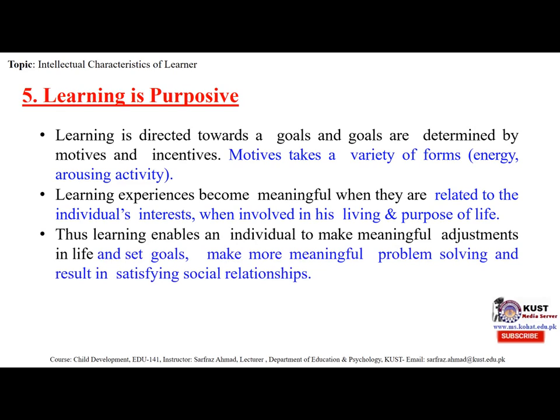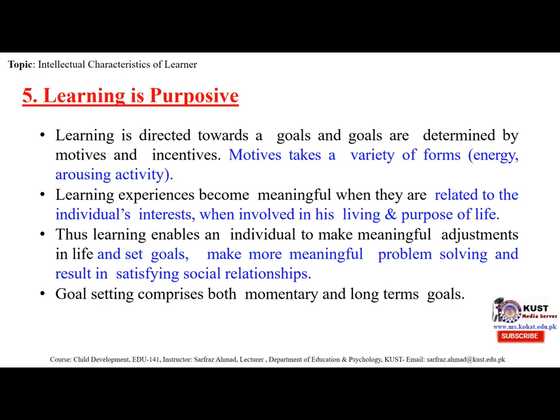Thus, learning enables individuals to make meaningful adjustments in life and set goals, make more meaningful problem solving, and result in satisfying social relationships. So this is the reason that due to learning, individuals become meaningful and they adjust their life accordingly as per their goals, and that's why their life becomes more meaningful, and the problems also become more meaningful for them, because they know that after solving this they would get a purposeful, meaningful solution of that problem.